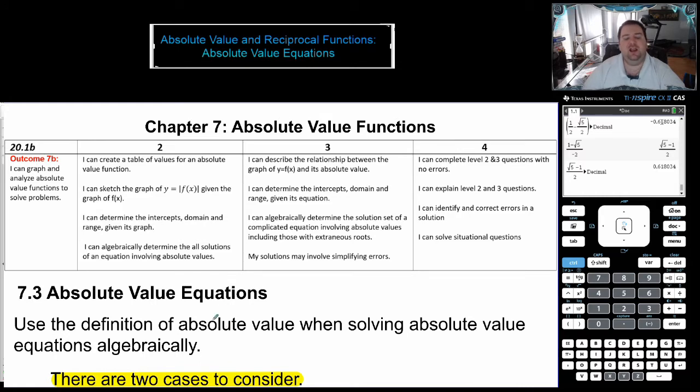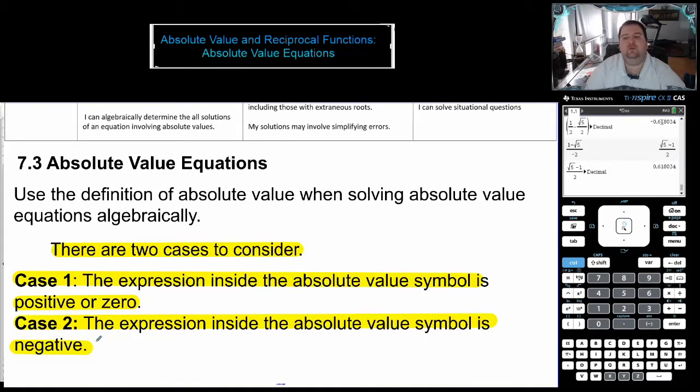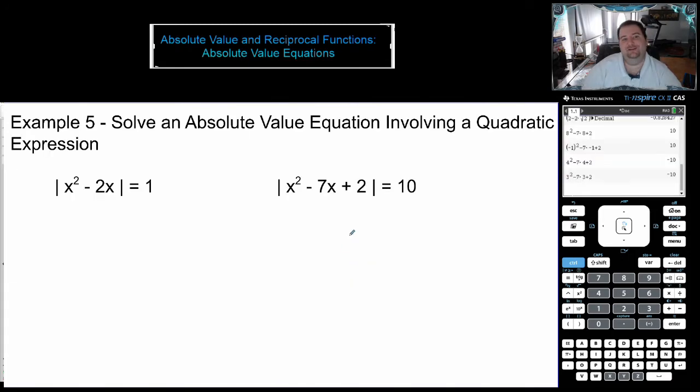We're still looking at absolute value equations. Remember, we've been dealing with solving them algebraically and using our case-by-case analysis to determine what x will be when it's greater than or equal to 0 or less than 0. Okay? Let's get to the fun stuff.